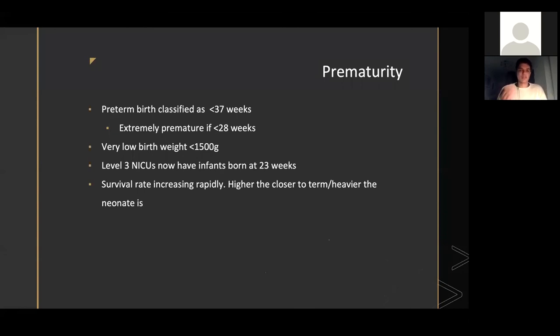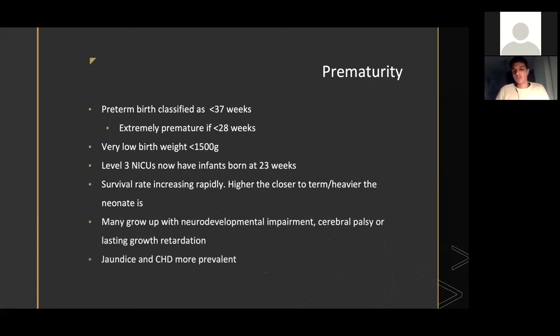So the level to which NICUs can go now and start actually producing a quality of life is amazing. Having said that, you need survival rates. Survival rate is better the older and the heavier you are. So we'll always try and delay birth. And many will grow up with neurodevelopmental impairment. If you're born at 23 weeks, you have an 80% chance of having something like a neurodevelopmental impairment or cerebral palsy when you're a child, if you live. Only 20% will make it out. So it's not great odds, but they are odds.